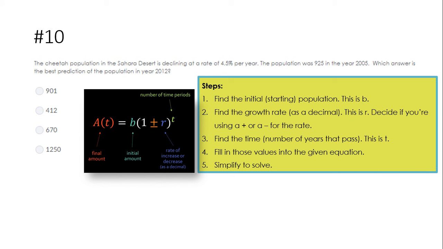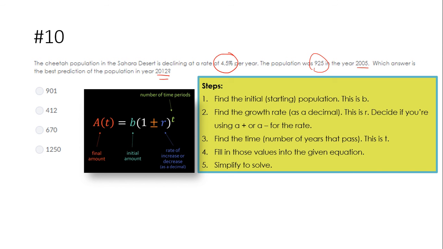The cheetah population in the Sahara Desert is declining at a rate of 4.5% per year. The population was 925 in the year 2005, and I want to know which answer is the best prediction of the population in the year 2012. All right, now we're using our exponential growth and decay formula to plug things into. So I need to find my initial starting population. That's going to be B.